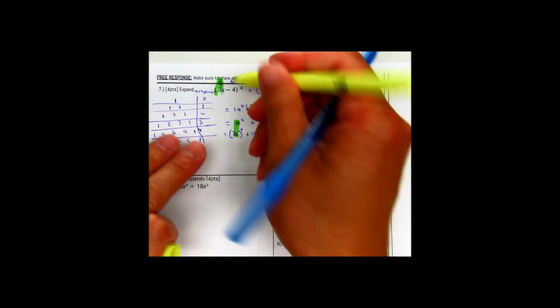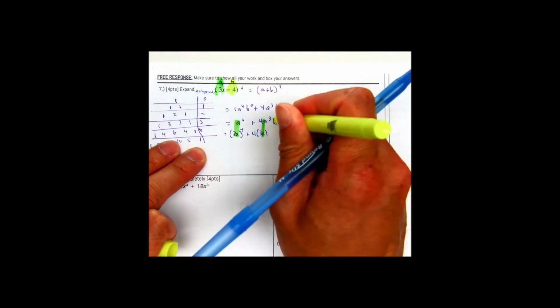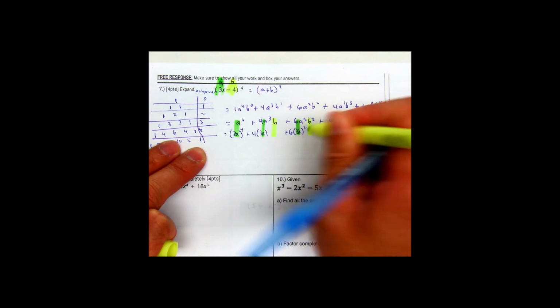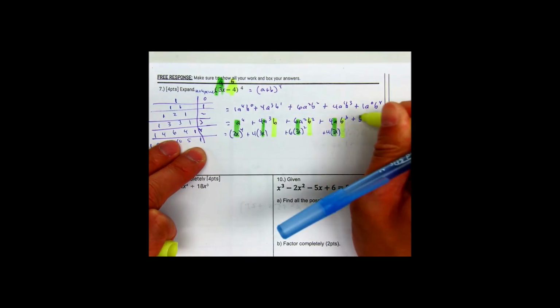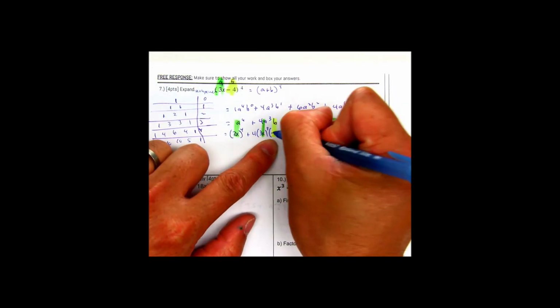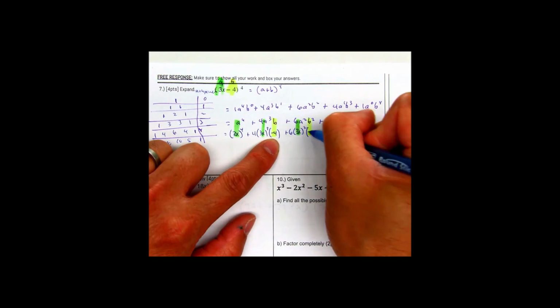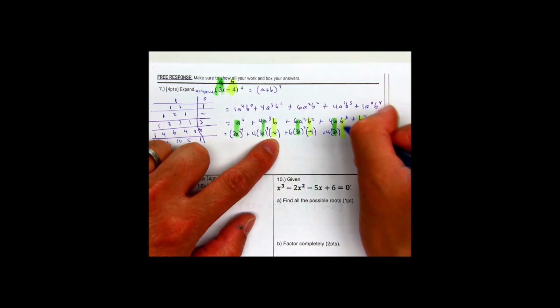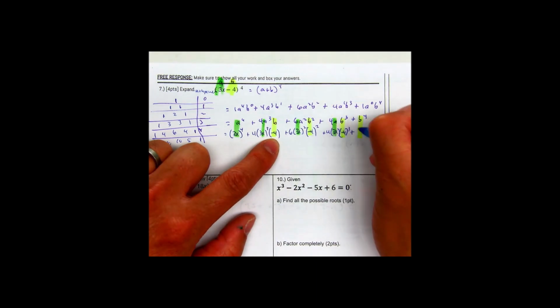I'm going to go back now. My b value is negative 4. So anytime I see a b value, I'm going to write negative 4. I missed one. This should have been a power of 3. So negative 4, negative 4, negative 4 to the 3rd power, this is the power of 2, and this is going to be negative 4 to the 4th power.